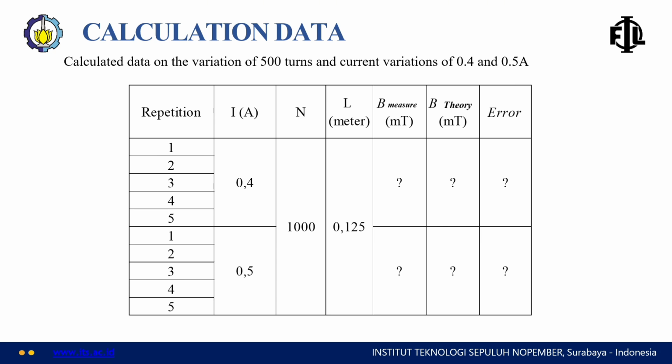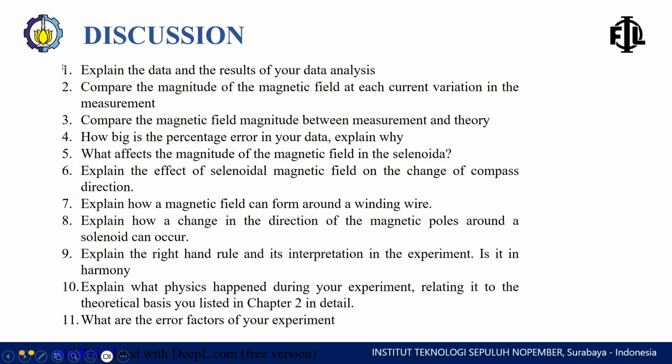For discussion, number 1, explain the result of your data analysis. Number 2, compare the magnitude of the magnetic field in each current variation in the measurement. Number 3, compare magnetic field magnitude between measurement and theory. Number 4, how big is the percentage error in your data and explain why. Number 5, what affects the magnitude of the magnetic field in a solenoid. Number 6, explain the effect of the solenoid's magnetic field on the change of compass direction.